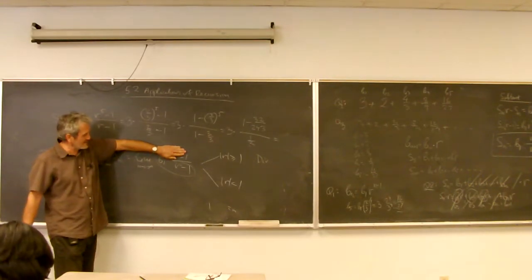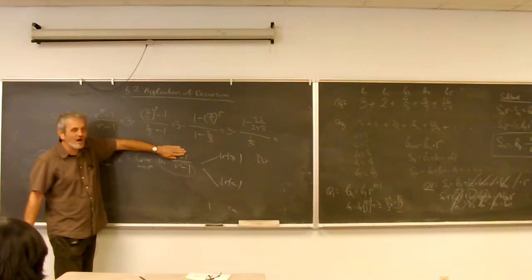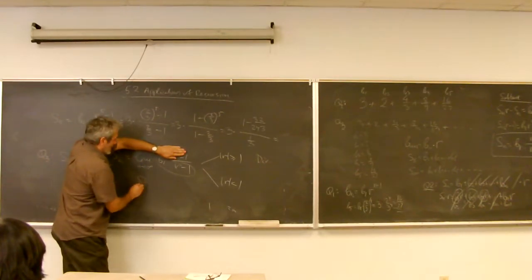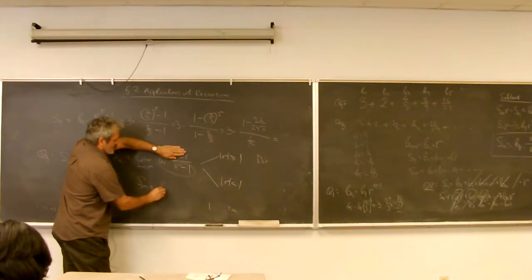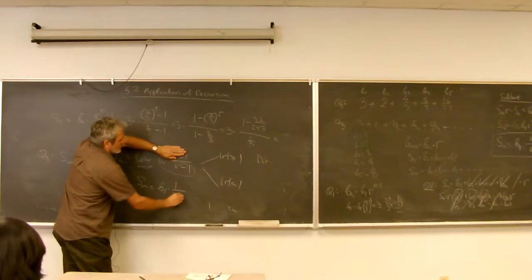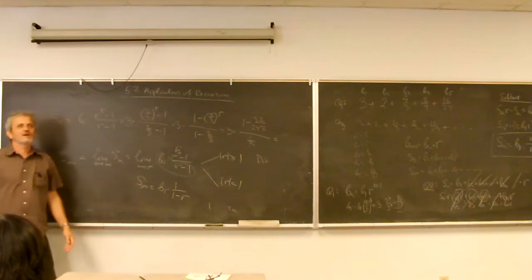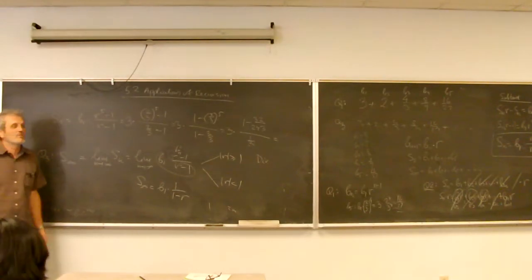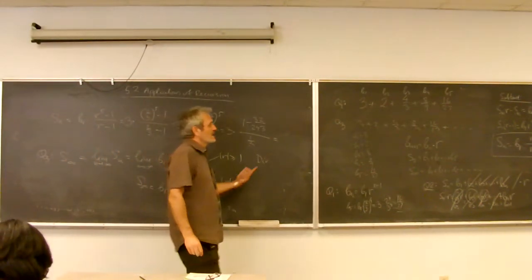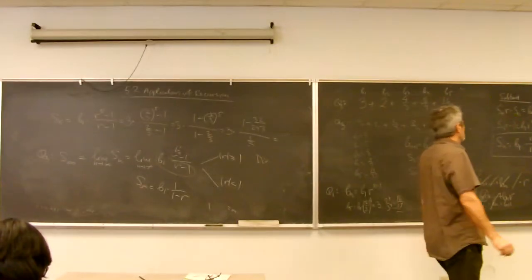So what is the limit? Negative 1 over r minus 1. And then when you flip them, S infinity is what? b1 times 1 over what? 1 minus r. And that's the formula. They just gave you the formula. You memorize it. But then the formula comes from the finite summation when you take a limit.